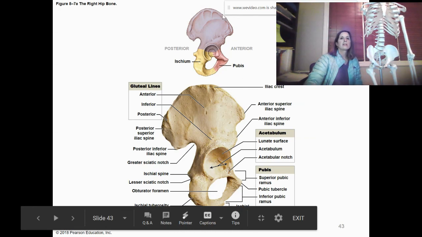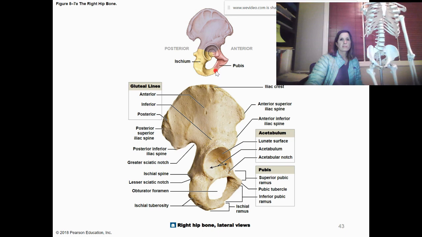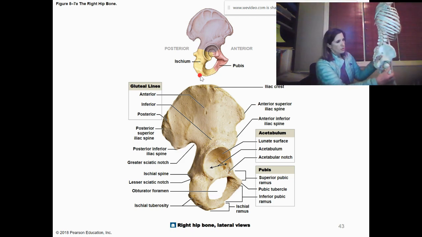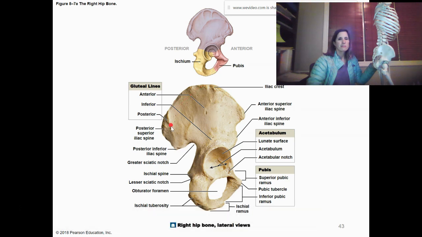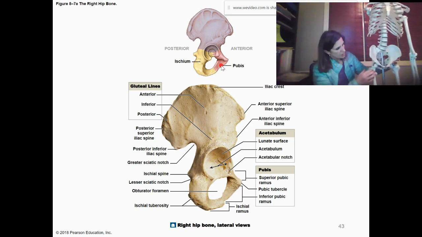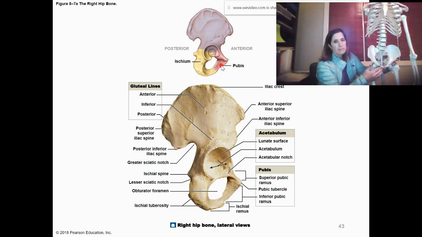So here you can see a better picture of the three bones. So here's the ilium. Ischium is more in the back. So I can show you this here. This is going to be the ischium, so you can see it down here. This is the ilium. And then you can see the pubis, which is going to be here, the pubic bone.